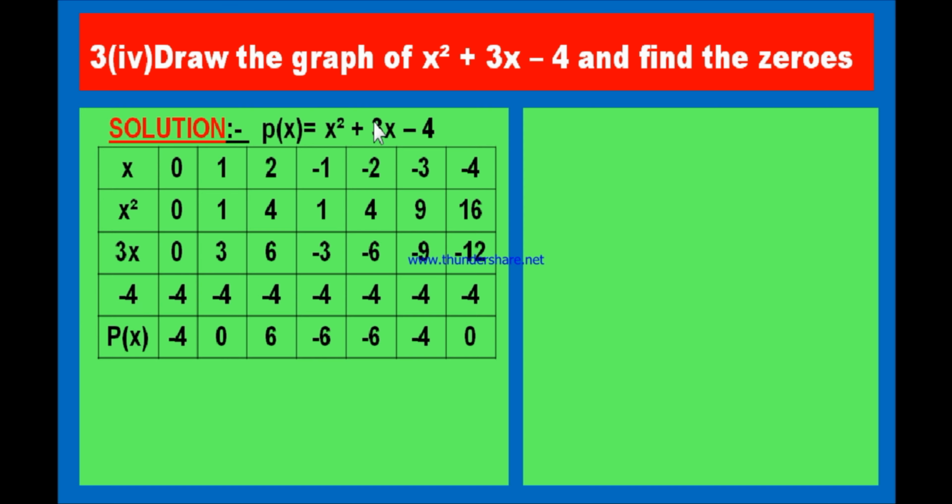We have to add x square, 3x and minus 4 to get p(x). 0 plus 0 minus 4 is minus 4. Therefore, the first point on the graph is 0, minus 4.